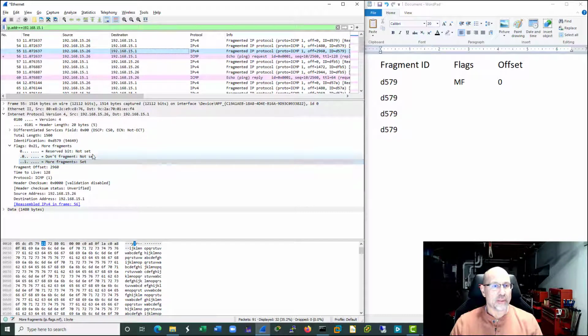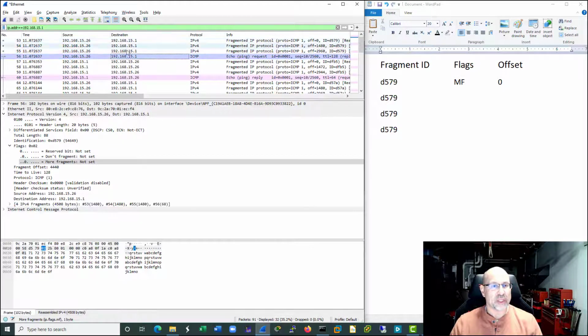Yep, more fragments. And then we get to the end of this particular collection, no more fragments. So here we've got more fragments, and we'll just say no more fragments. Well, let's take a look at the offset.